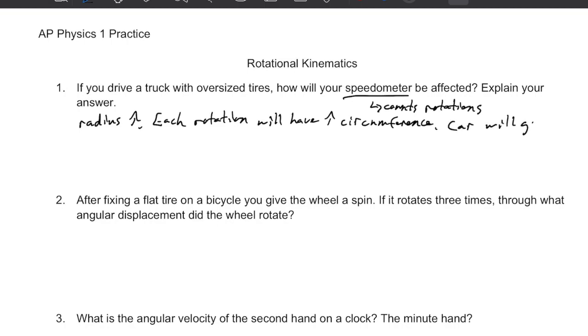Your car essentially, or your truck, will go farther in that set amount of time and will essentially be going faster than what the speedometer indicates.